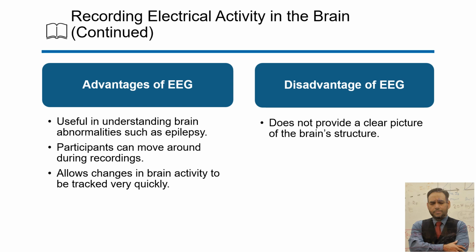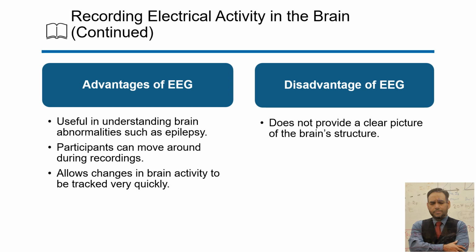That just means that EEG isn't very good at pinpointing the exact location of that brain activity. It shows what's happening, but not precisely where it's happening in the brain. Another thing is that it's sensitive to movement.